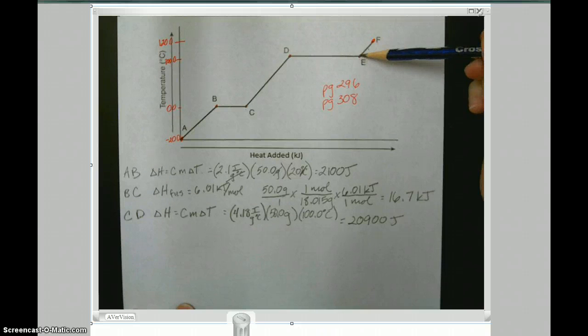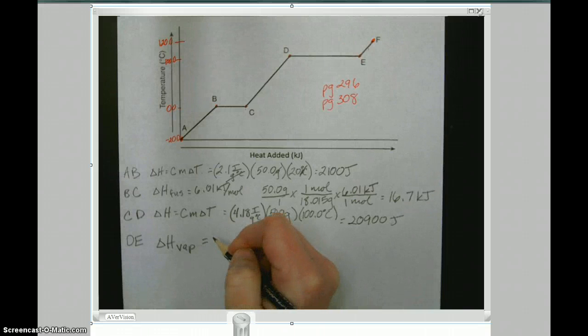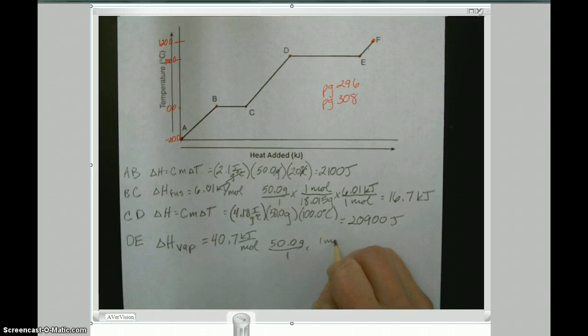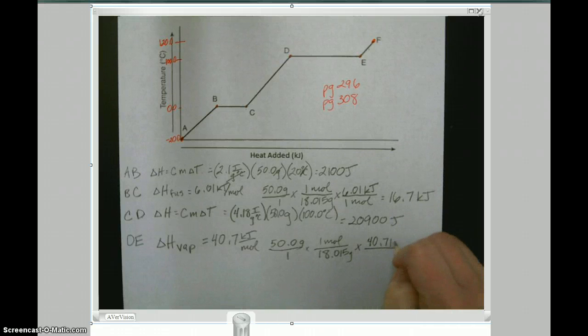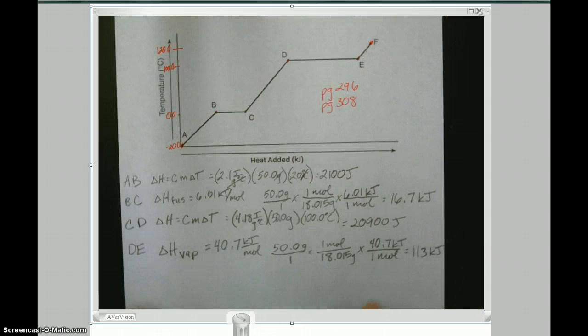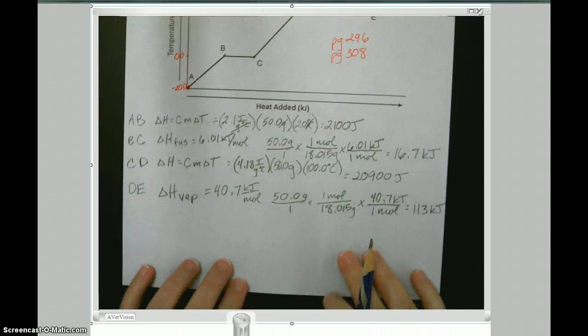Okay, so now we brought all of our water up to 100 degrees Celsius. Now we want to turn it into steam. So again, our temperature is being held constant. So for our next section, we're going to have to use the heat of vaporization. And on page 308, the heat of vaporization for water is 40.7 kilojoules per mole. So we're going to take our 50.0 grams of water, convert it to moles, same as we did before. This time we use the heat of vaporization as our conversion factor from moles to kilojoules, and that gives us 113 kilojoules.